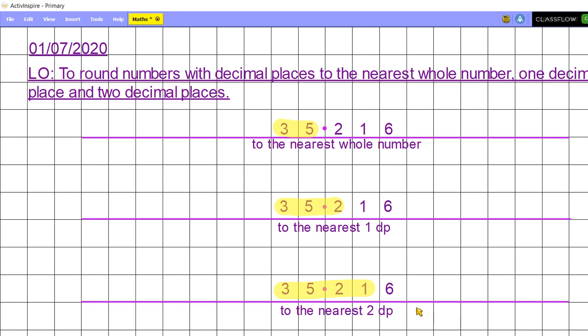What I'm then going to do with you is show you how to round these, and then we'll move on to doing some ourselves before we move on to our activity.